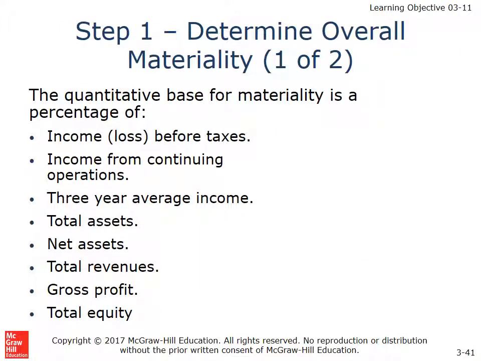How do we do that, right? Usually there's a quantitative base used for materiality, and it's usually, depending on who the auditor is, a percentage of income before taxes, income from continuing operations, a 3-year average of income. And we would do that if we have an off year. Like say your company that you're auditing has $100,000 in net income year 1, $100,000 in year 2, $400,000 in year 3. Well, that might be a little off. So we'll average those and use a percentage of that. Total assets could be a percentage of that, or net assets, or total revenues, or gross profit, or total equity. It all depends.